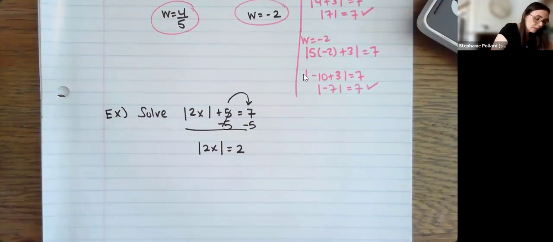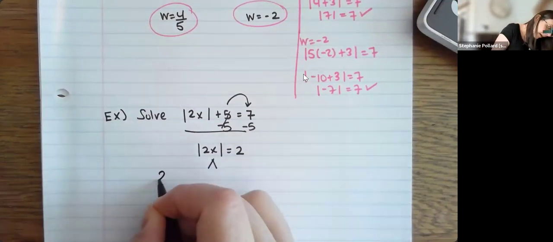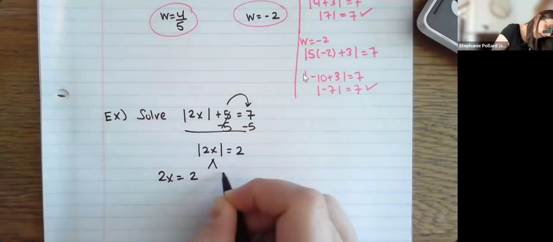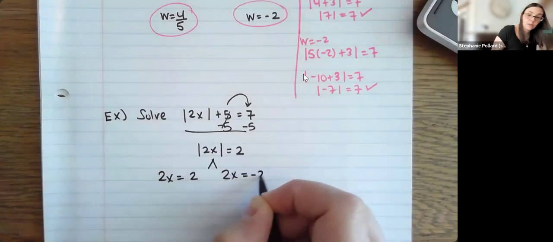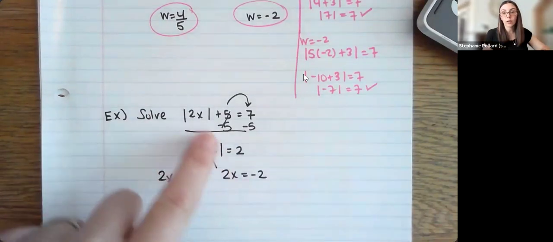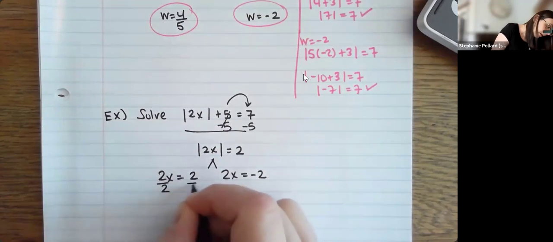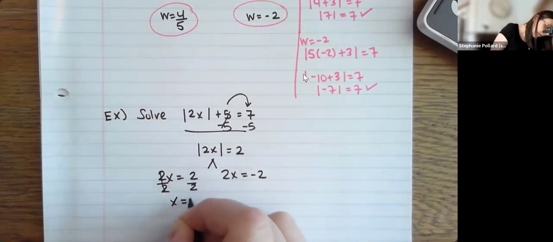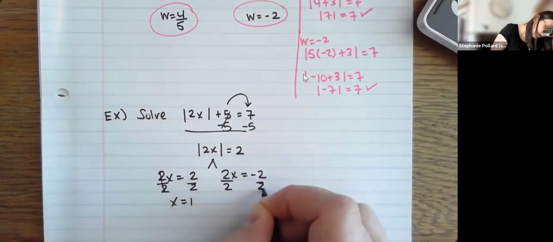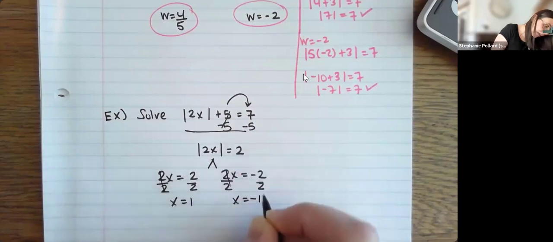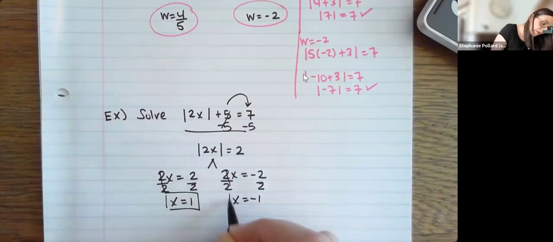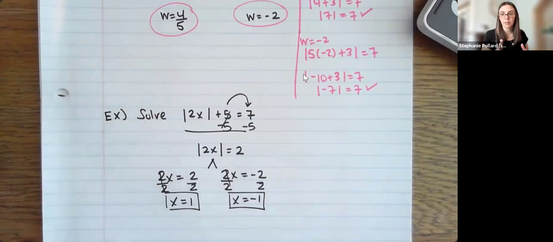At this point, we're going to split. So 2x is equal to 2, and 2x is equal to negative 2. You cannot split early or you'll get the wrong answer. So you do need to isolate that absolute value first. Divide both sides by 2 and I get 1. Here I get negative 1. Now I'll let you check your answer on your own at home, but if you plug in either of these solutions, they both will work.